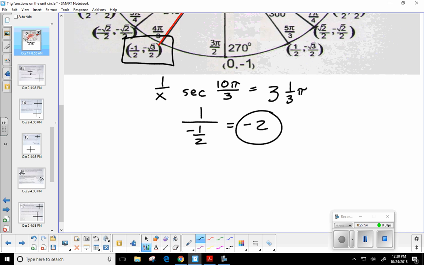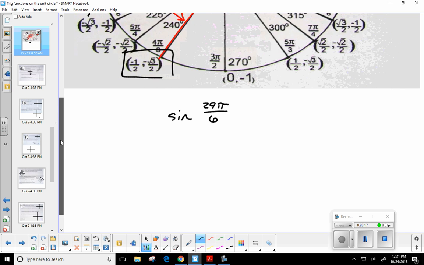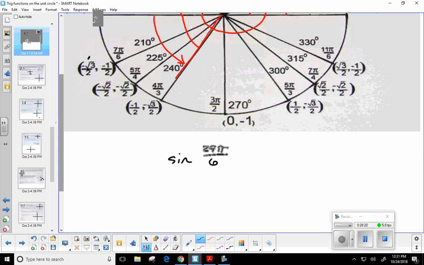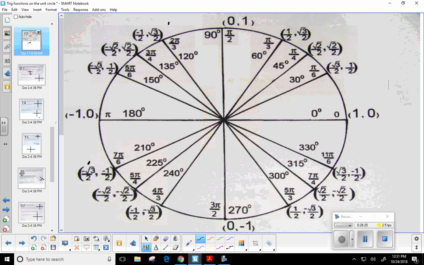You want me to give you another one like that? Okay. Now you decide the trig function. I'll give the radian measure, but you decide the trig function. Do we want sine, cosine, tangent, or the reciprocals? You want sine? Okay. Then let's say sine of 29 pi over 6. So let me write this up here. Sine of 29 pi over 6.